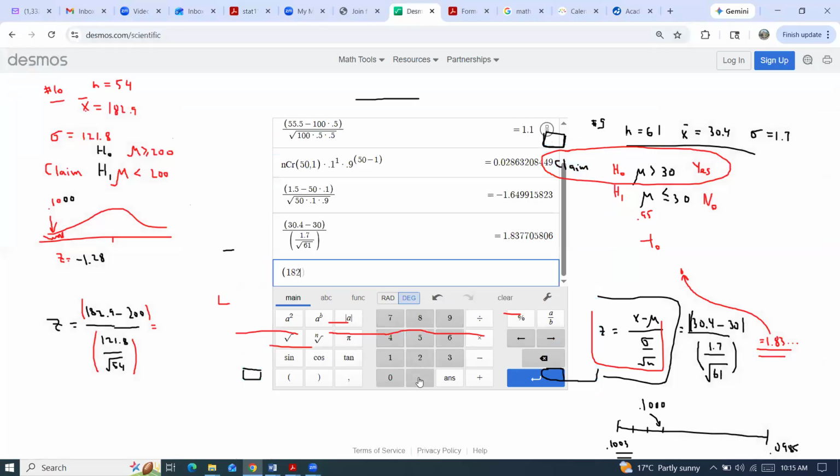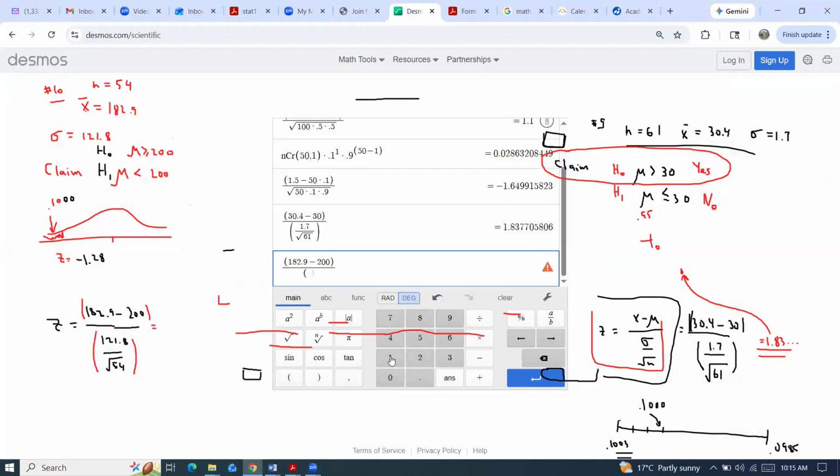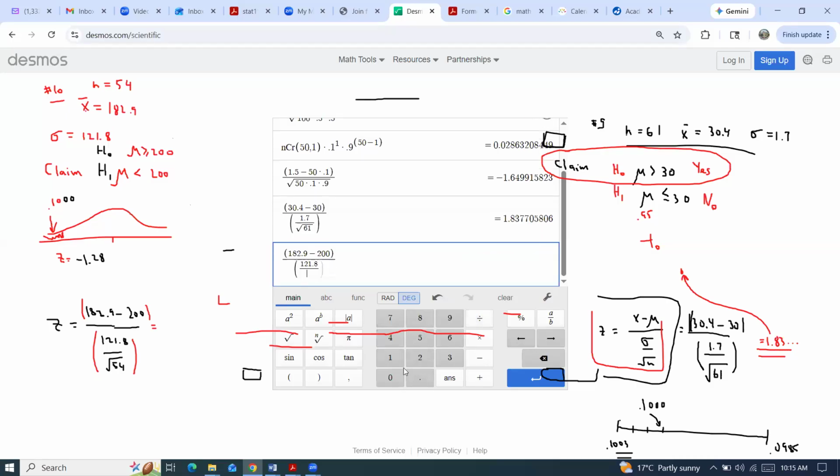So 182.9, make sure you enter exactly the numbers they gave you. Or if you do the calculation, make sure you enter your correct numbers. Otherwise, you can get all kinds of answers. So divide by the square root of 54. Double check what is entered, and see your number. The number is negative 1.03.